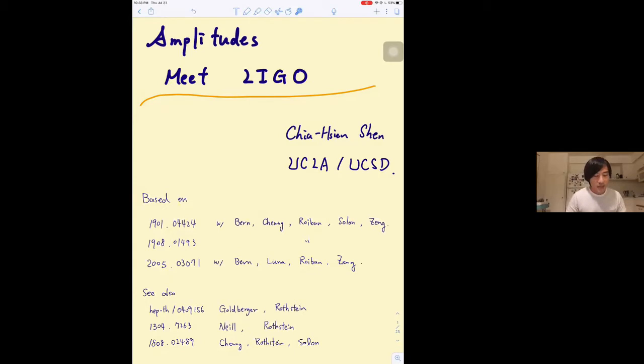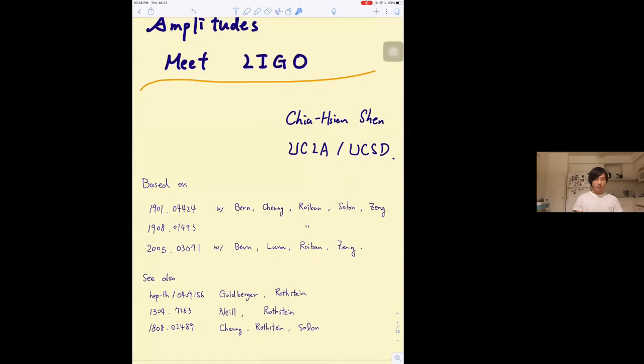So today I'll talk about amplitudes meet LIGO, and this is a relatively new direction in the amplitudes community. My idea today is to give you an overview of this subject, and I also personally find it very interesting because you can talk to people from the classical GR background. Today's talk will be based on recent work from last year and this year with my fantastic collaborators. But there will also be some important papers that we build upon, and I'd like to bring them to your attention.